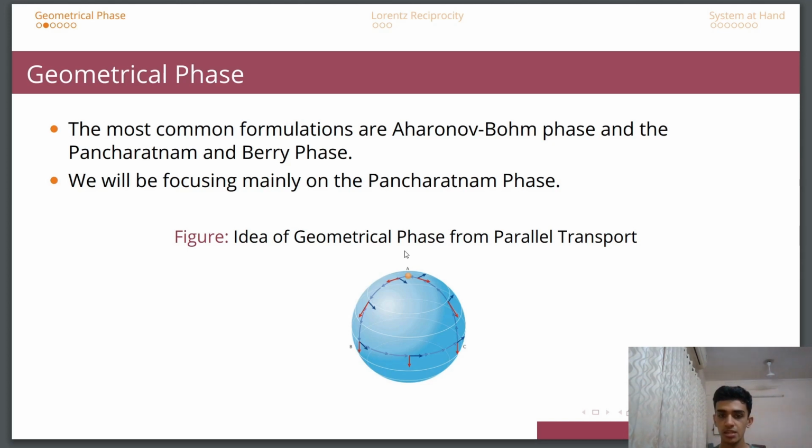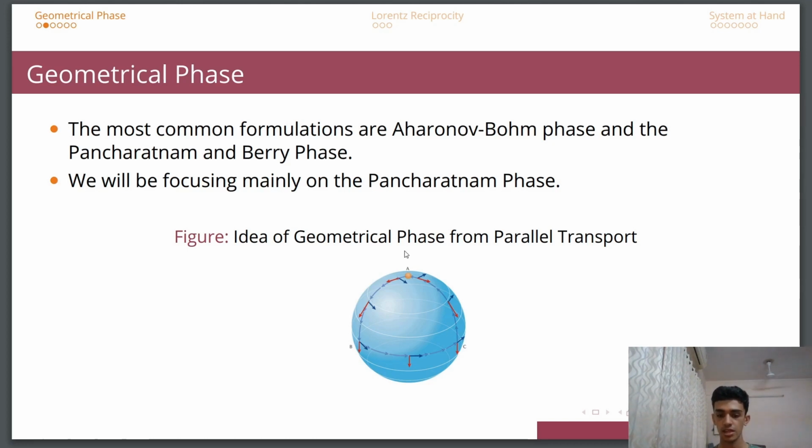What do I mean by parallel transport? It means that my vector is always following the curve on which it is. So if I did the same thing on a plane, on a sheet of paper, I'll end up back exactly in the same direction in which I started. But I don't on a sphere. Why so? Because my sphere has some intrinsic curvature in it. This is the idea of geometrical phase. The intrinsic curvature of my surface gives me a phase.